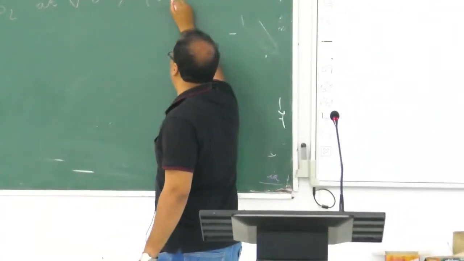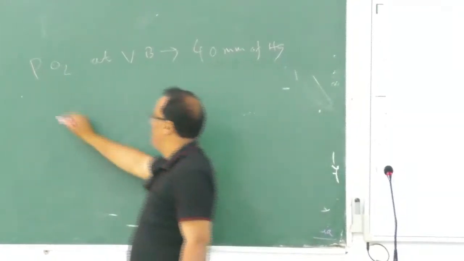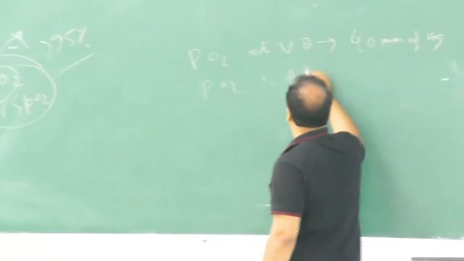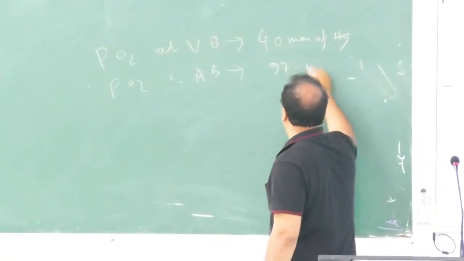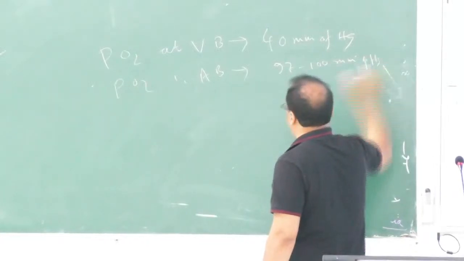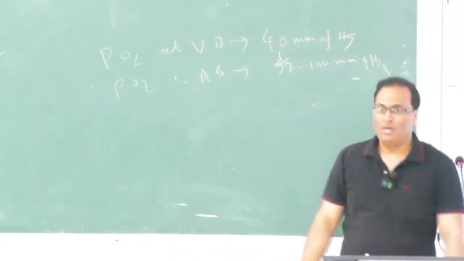ঠিক বলেছো, and PaO2 at the arterial blood 97, 100 or so. So this is a change. Why it is changing? Because the gaseous exchange.